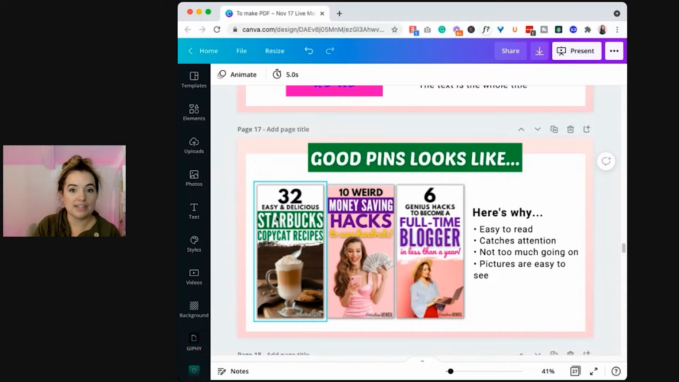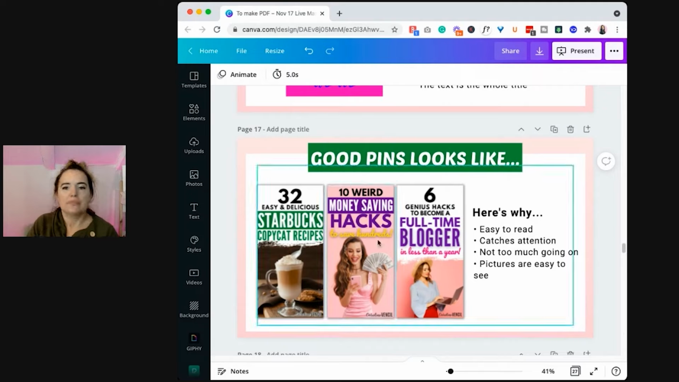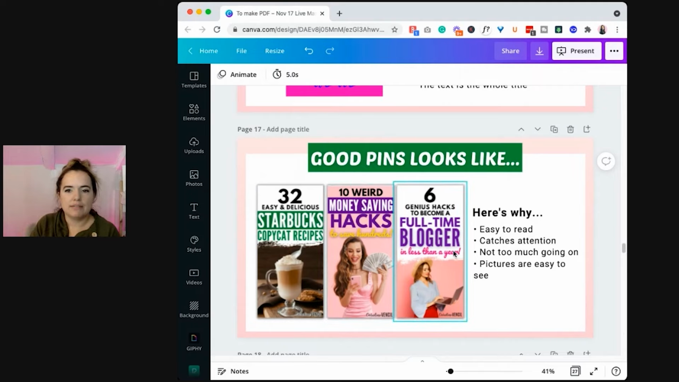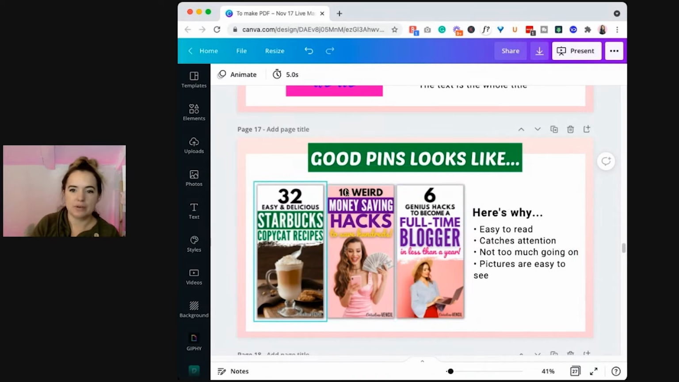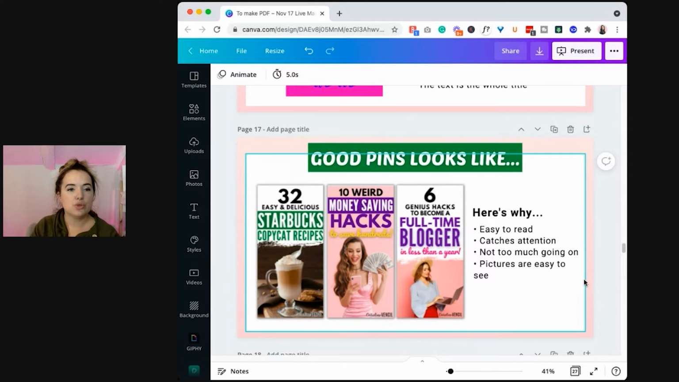because colors like Starbucks. So you see the green and you see the word Starbucks and you're like, I'm paying attention. You see this photo, which very clearly indicates Starbucks or coffee or something that you're looking for. Money saving hacks. This woman has a bunch of money. It says money saving. And then full-time blogger. This is the big thing that people are going to see as they're scrolling. Full-time blogger, this woman's on a computer, and then we're going to see in less than a year, gasp. Oh my gosh. So all of these things, they're easy to read. They catch your attention. The photos make sense based on what these posts are about. There's not too much going on.